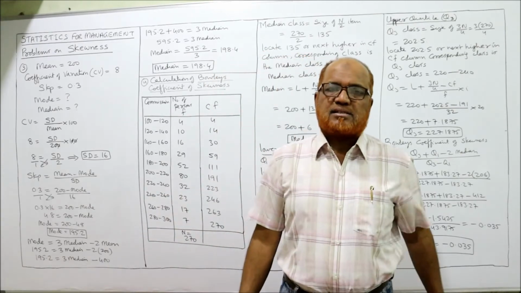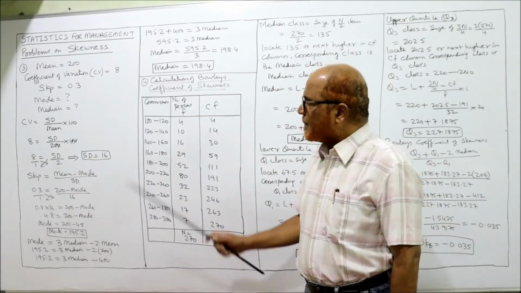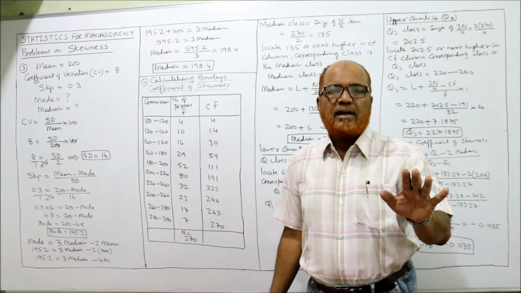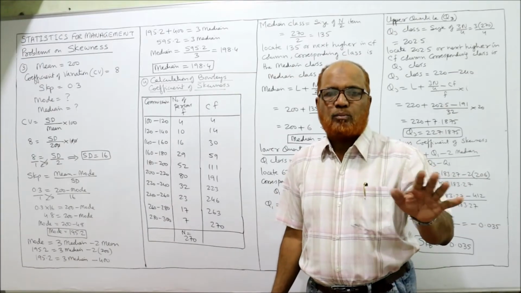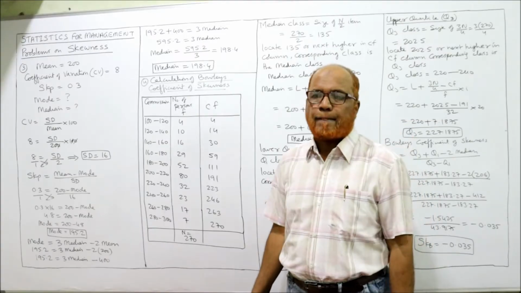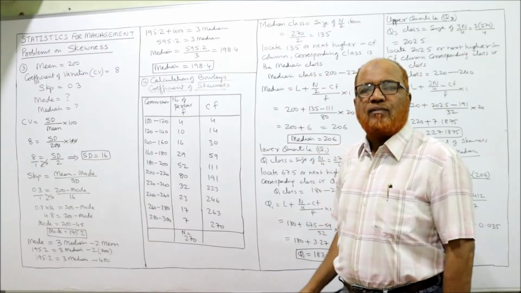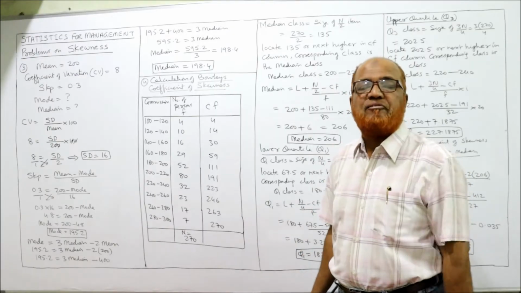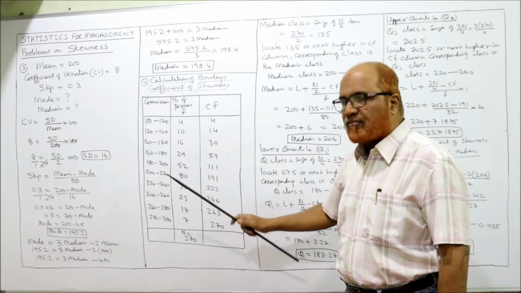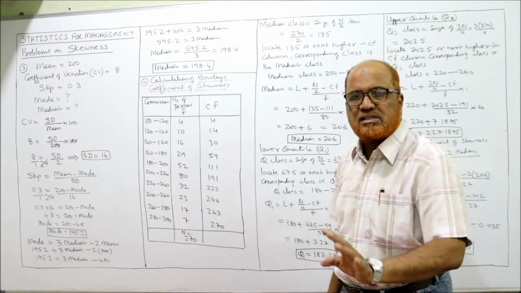It's a continuous series and it is asking you to calculate Bowley's coefficient of skewness. For Bowley's coefficient, we don't require mean, standard deviation or mode. We need only median and quartiles. So we require the CF column, the cumulative frequency column. Whatever is given in the problem for commission and number of persons, frequency, I have copied the same.